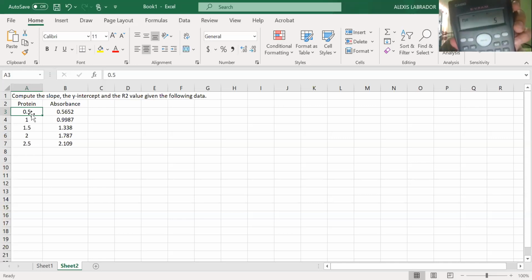After which, press mo ulit yung AC, okay? Pagka-press ng AC, parang mag-clear yung monitor. And then, punta ka ulit dun sa shift. Then, shift 2 ulit. Shift, tapos press mo ulit yung 2. Shift 2. Pagka-press mo ng shift, tapos 2, yan.